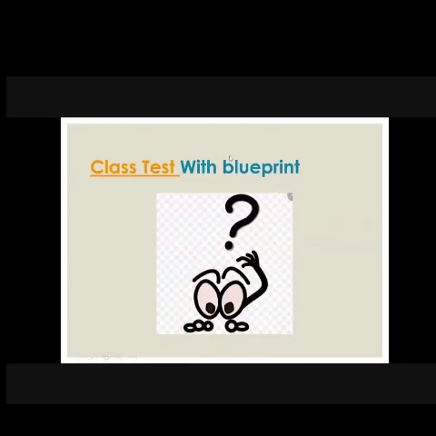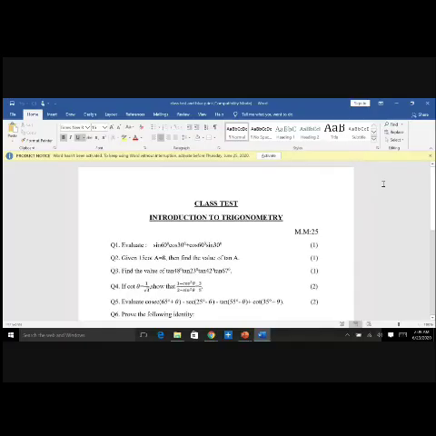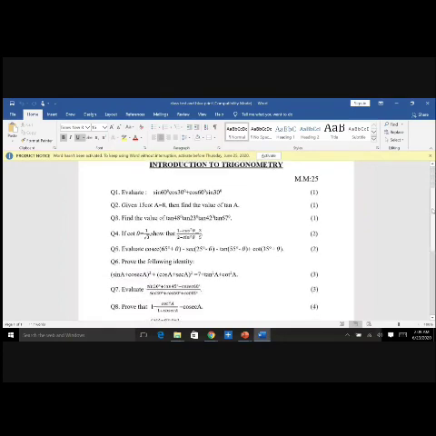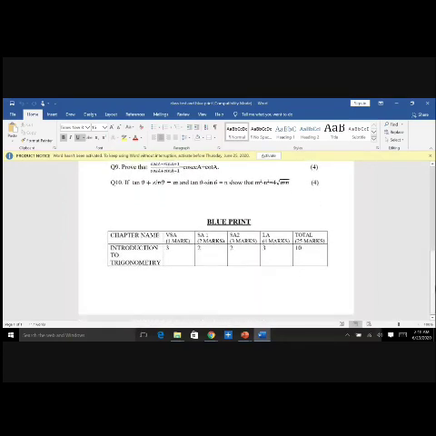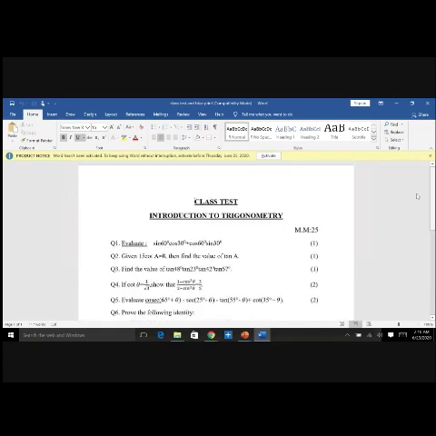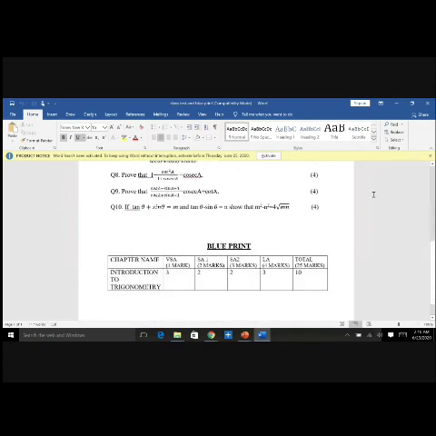The class test with the blueprint. Let us see the introduction to trigonometry. The blueprint is also given to us. We have 3 questions of 1 mark, 2 questions of 2 marks, 2 questions of 3 marks, and 3 questions of 4 marks. In all, we have 10 questions of 25 marks. So this is the class test that we have given. The marking scheme of this class test is also there, that can be shared with the teachers. I'll be sharing the complete folder with you all.